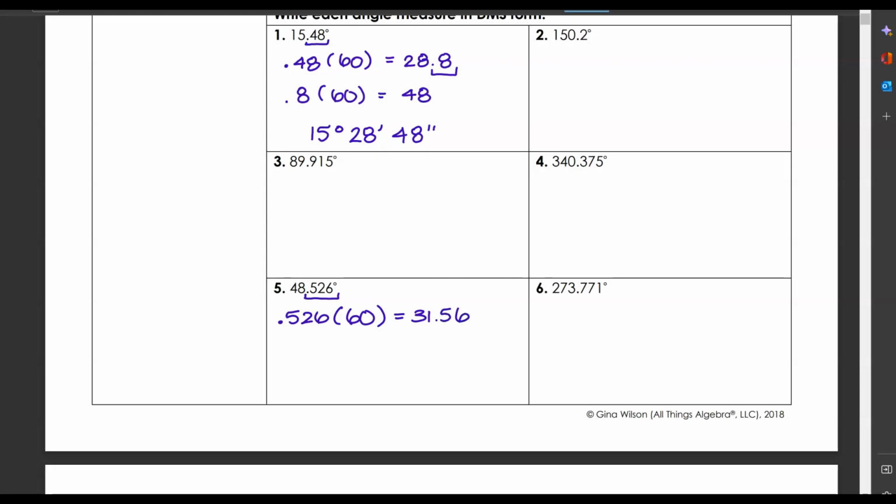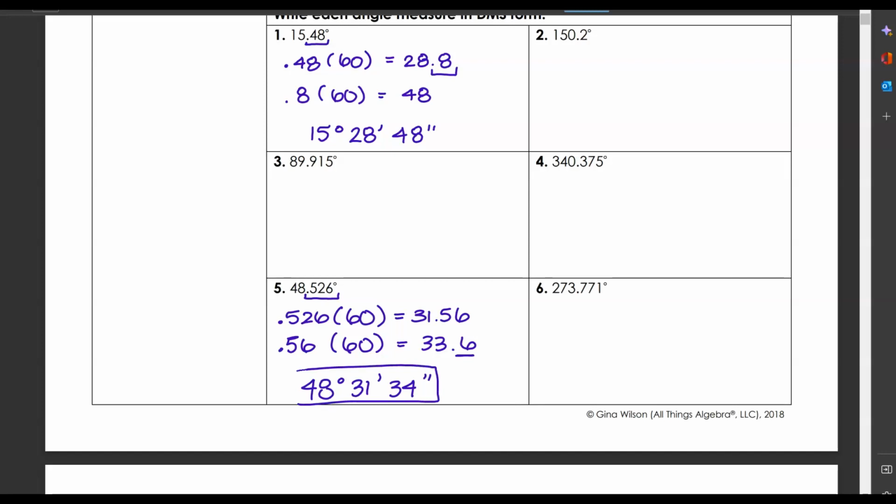All right, so now we're going to take our decimal 0.56 and multiply that by 60 to get our seconds. When we plug this in, we get 33.6. So in our degrees, we're going to have 48 degrees. That was our whole number of degrees. We are going to have 31 minutes because that was our whole number of minutes. And then we are going to end with 34 seconds because we rounded up there, right? Because that was a 0.6. So we want to write this out as a whole number.